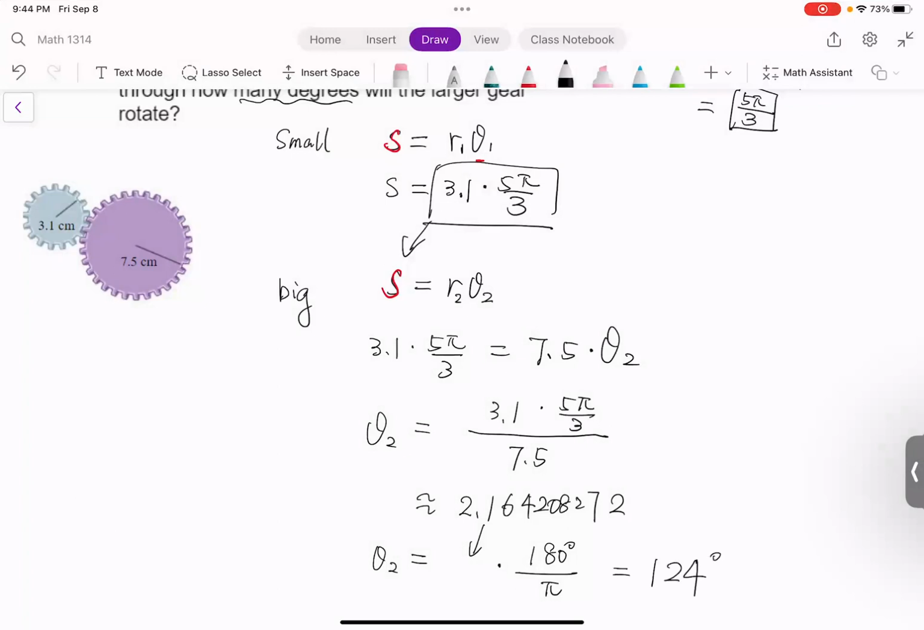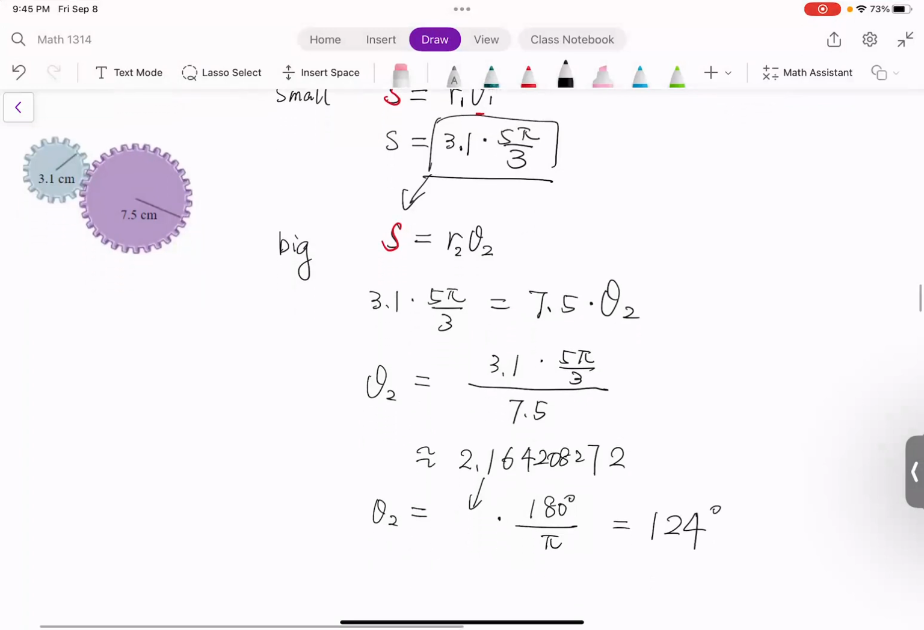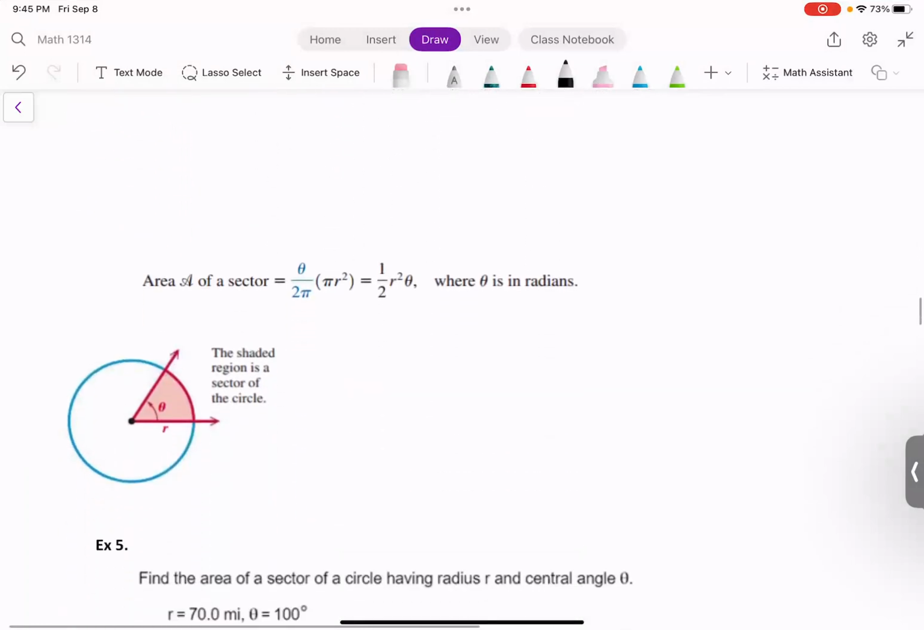124, the unit is degree. All right, so we solved this one. What is the next?